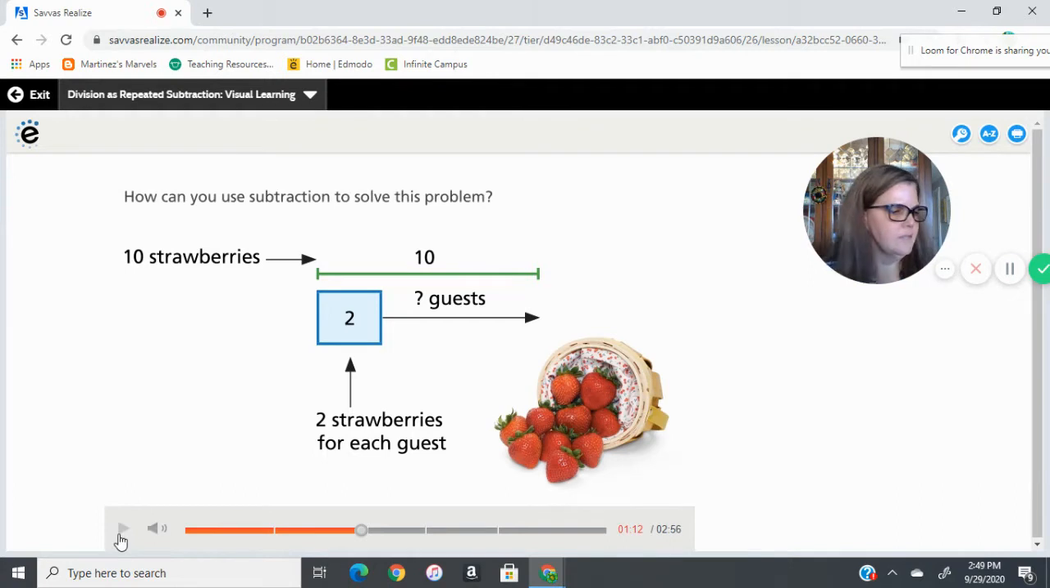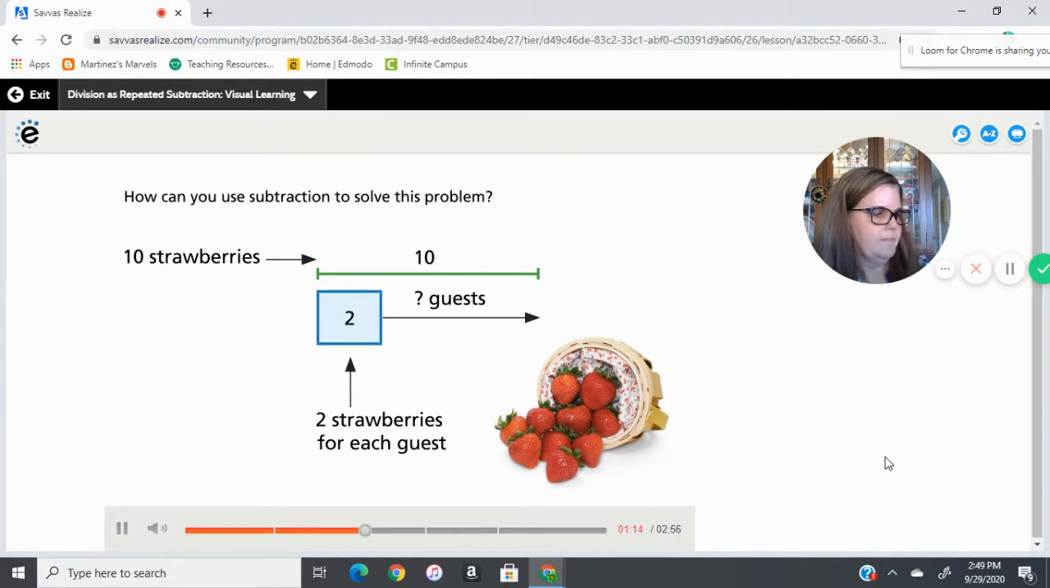Okay, so this will be like the bar diagrams that we've been drawing, where instead of trying to figure out what the total is, where we have the groups and how many are in each group, now we know the total and we know how big each group is. So now we're going to determine how many groups there are.